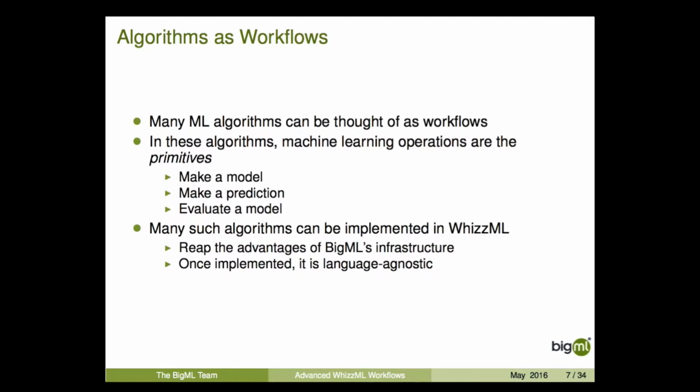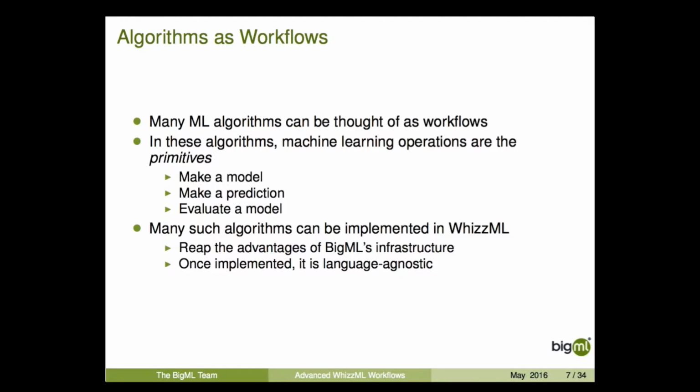And again, why would you want to do that? Well, first of all, you reap the advantages of having our backend execute for you. So again, you get scale for free. You free up your own machine to do other things. You don't have to worry about storing the data or doing complex transformations. All those can be done by us on our backend on multiple machines and multiple cores and so forth. And then once you've implemented an algorithm like this in WhizzML, it's essentially language agnostic.